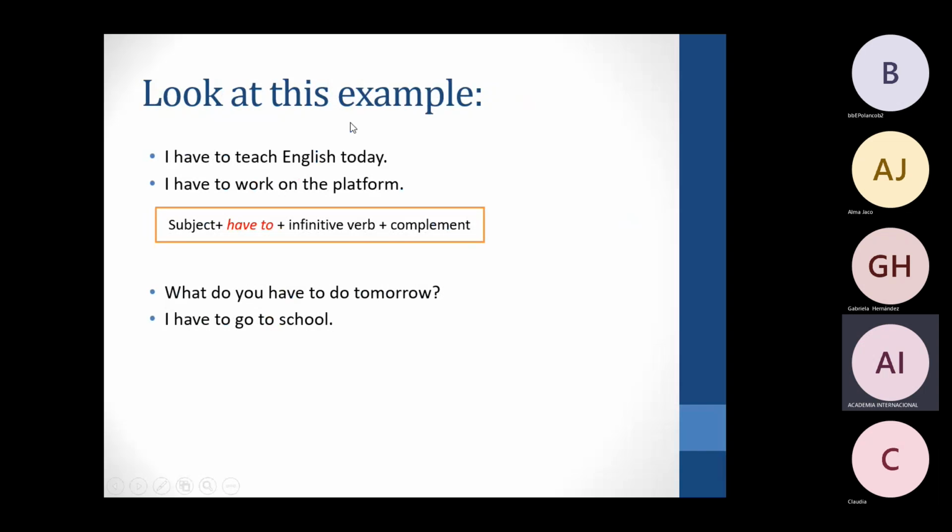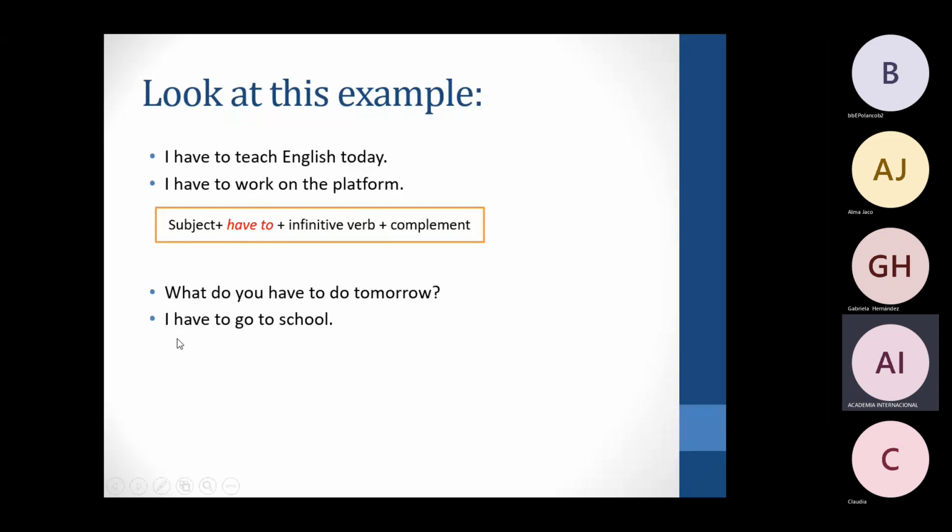Look at this example. I have to teach English today. I have to work on the platform. Those things are mandatory to do. So every day in the morning, every person that works, toda persona que trabaja dice en la mañana, well, I have to work, but I don't want. Entonces, es como que tengo que trabajar, una obligación. I have to do it. I have to work. Tengo que trabajar.